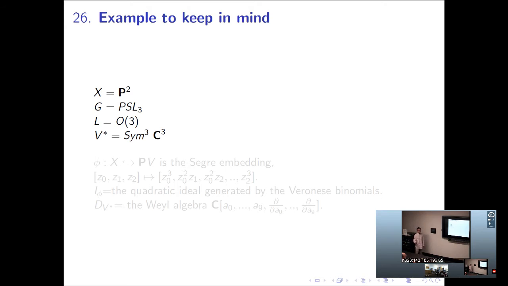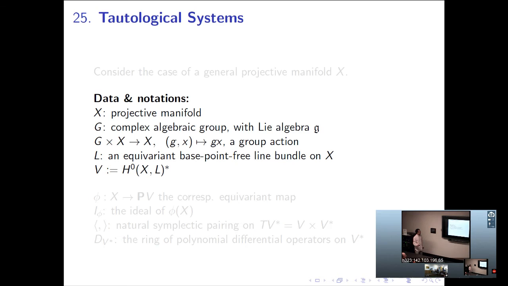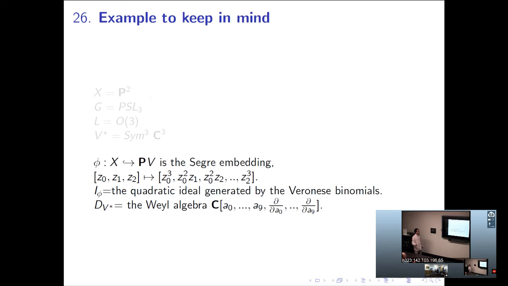So here is an example that we can keep in mind. So again, P2, and take G to be the group PSL3, and L the anticanonical bundle O of 3. So V star in this case, as a representation of SL3, is the third symmetric power of the fundamental vector representation. V was what, sections of L? Equivariant sections of, yeah, what was V? V is the dual of the global section space. Okay. Yeah. So phi now is this explicit embedding, and I sub phi is the quadratic ideal in general.